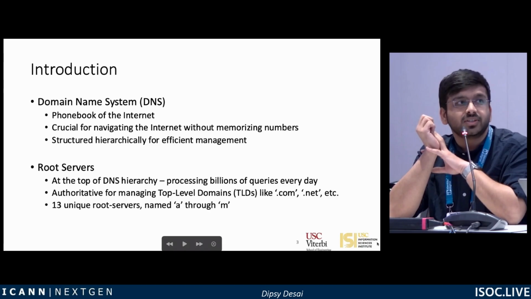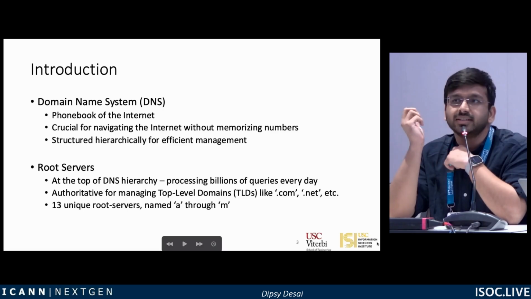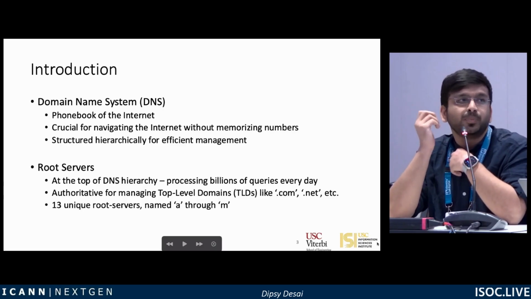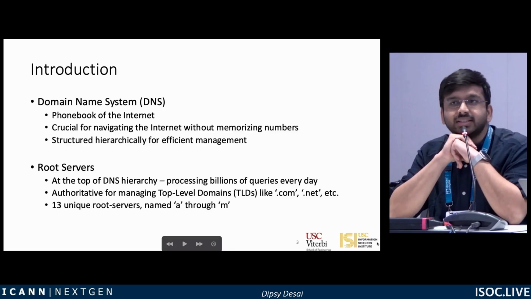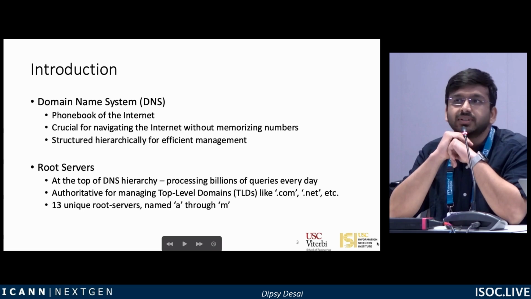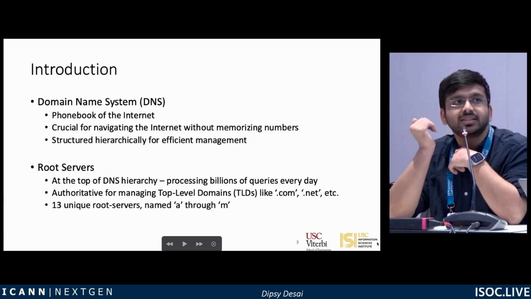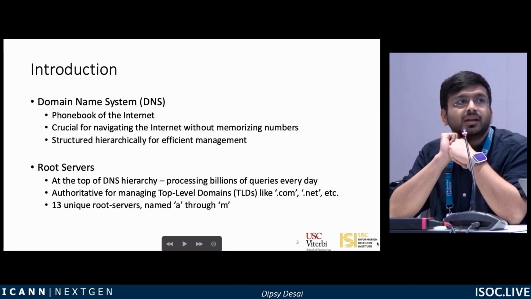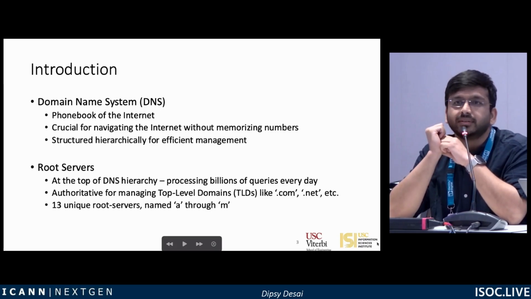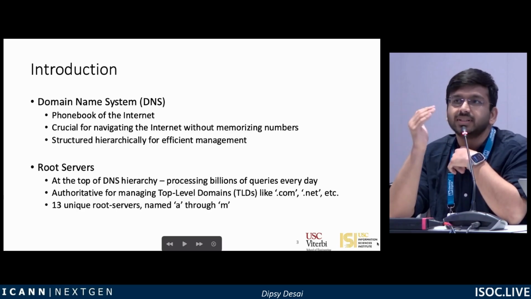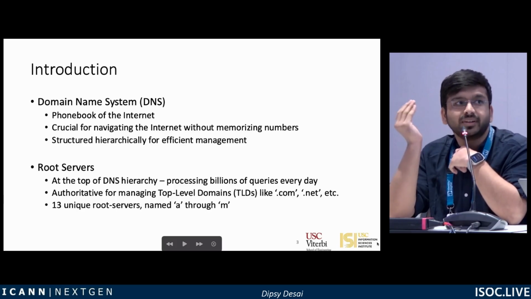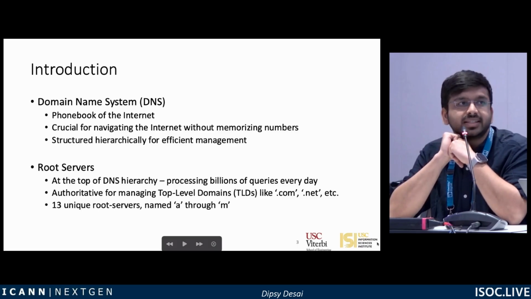Additionally, DNS is structured hierarchically for efficient management, in the sense that no one entity is controlling all parts of the internet or all parts of DNS. At the top of the DNS hierarchy is something known as root servers, which process billions of queries every day. These root servers are authoritative for all top-level domains like .com, .net, .org, and other 1,500 of them which exist today. There are 13 root servers in the world named A through M. However, there are more than 1,800 instances of these root servers replicated across the world, located at different physical locations, making use of Anycast technology.